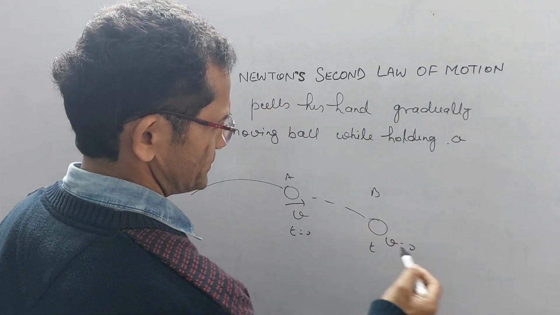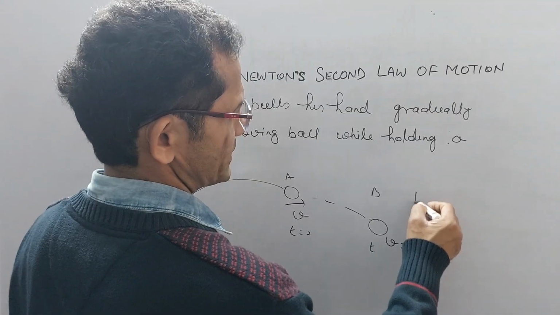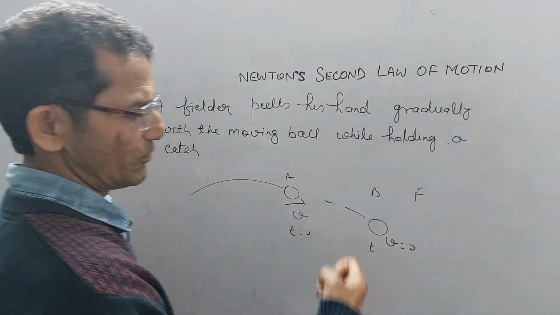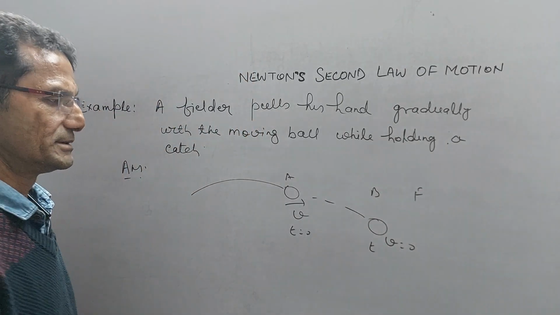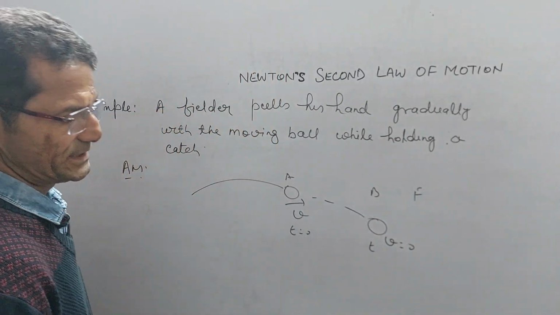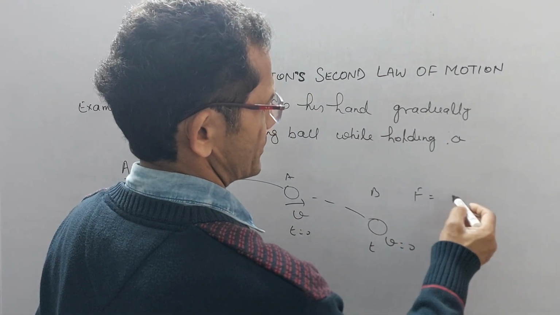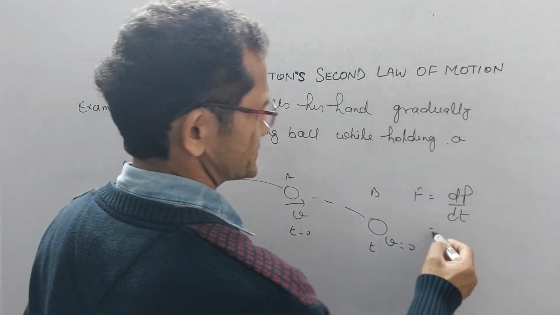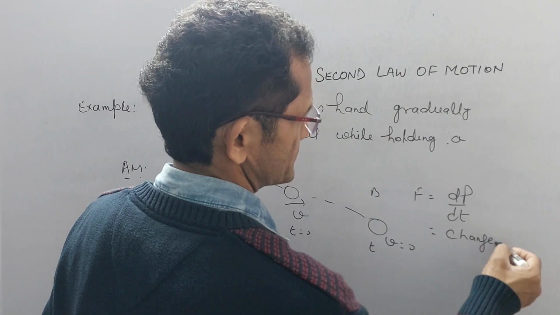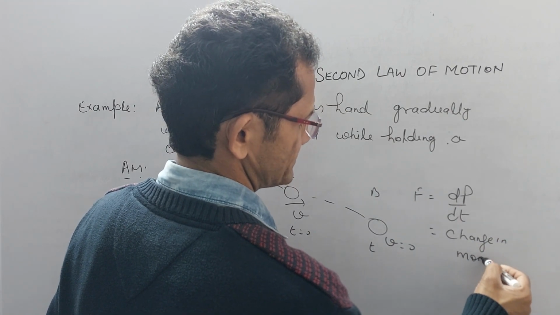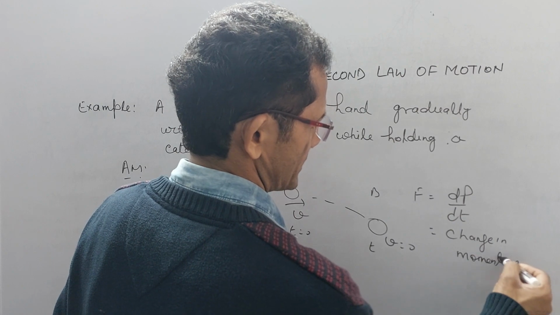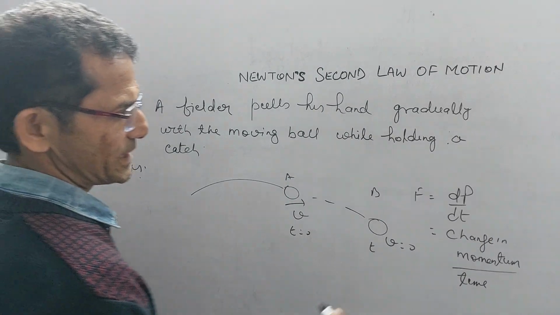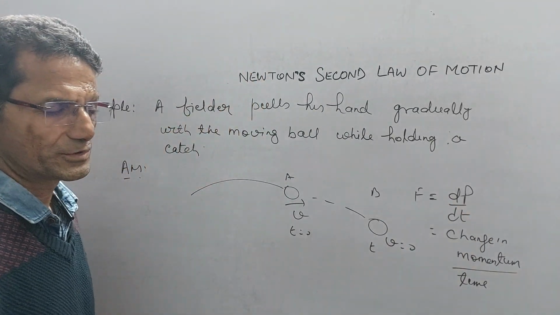Here, you know that applied forces act on our hand. When we catch the ball, it applies some force on our hand, so we want to reduce the force acting on our hand. By Newton's second law, force is equal to dp, the change in momentum, divided by time. This is our formula, and it is directly proportional to the force acting on our hand.